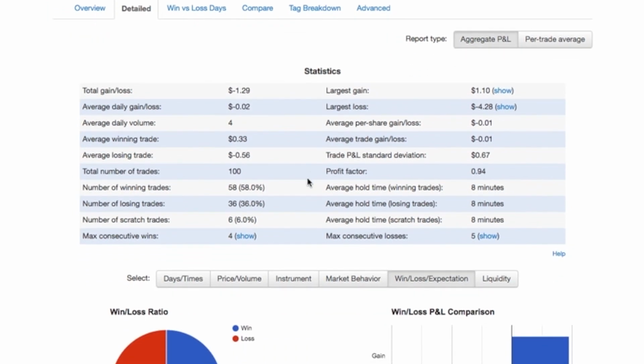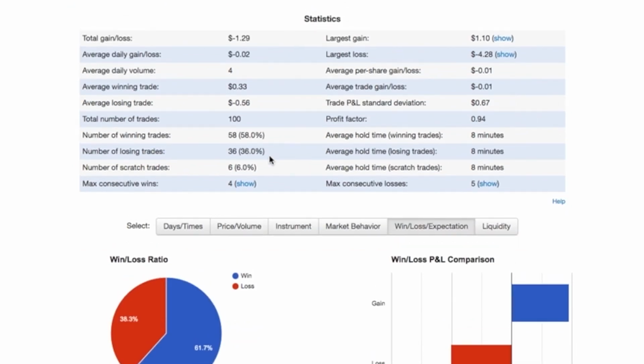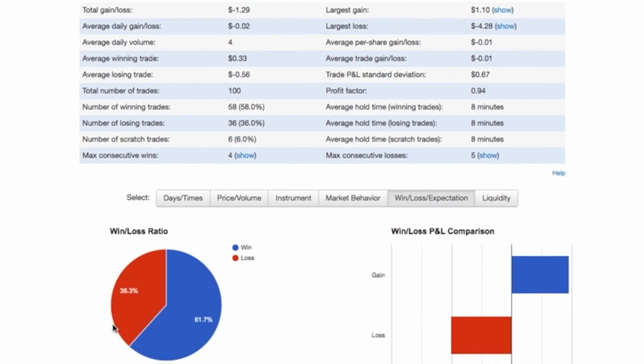I think there are a few reasons for that. I'll cover those in a sec. I just want to talk about some basic stats first. So my win rate, win-loss ratio, 62% win ratio, 38% losing trades. And if you look up here, my average losing trade was a little bit less than twice the size of my average winning trade. So 56 cent loss on an average losing trade, 33 cent win on an average winning trade.